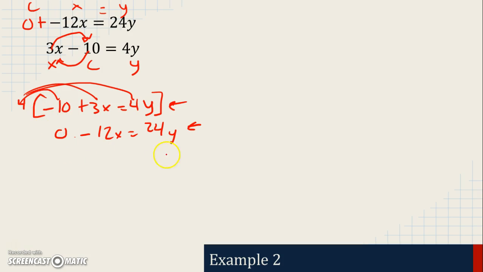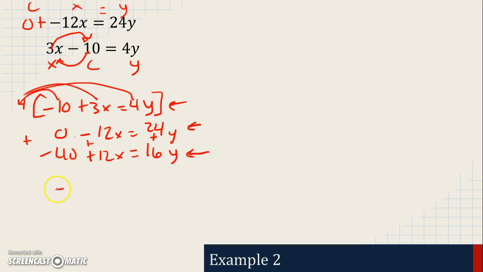And our new equation, which you should type in right here, is going to be 4 times negative 10 is negative 40. 4 times 3 is 12x. 4 times 4y is 16y. Now we've got our opposites, so we can go ahead and add. We're going to add, and add.